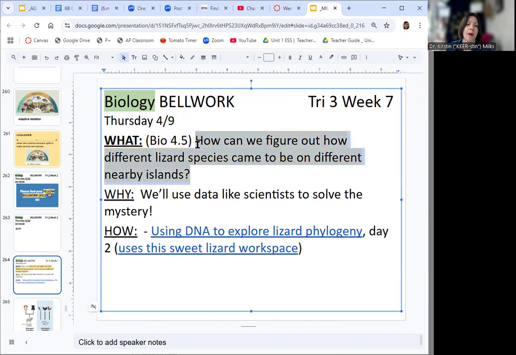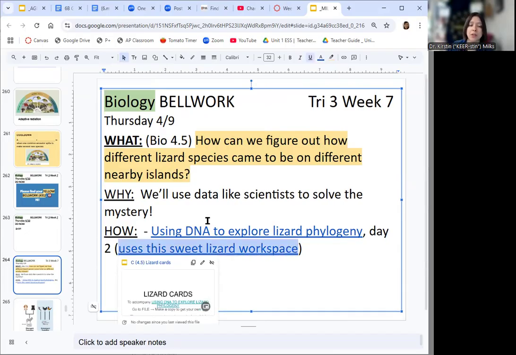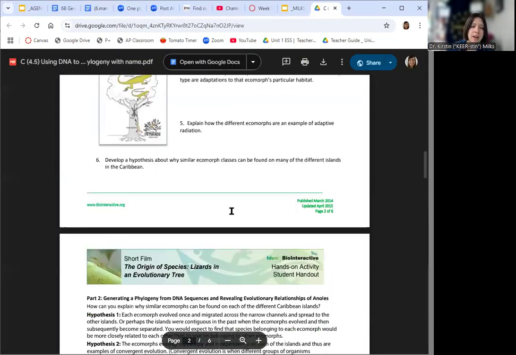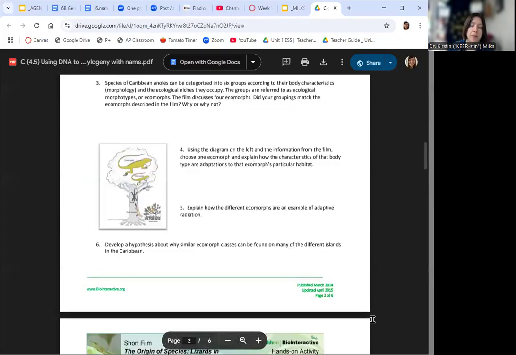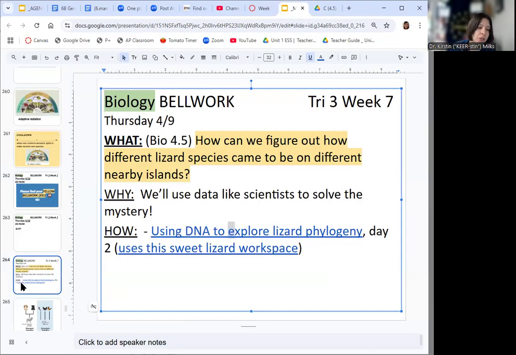We're going to think together about how different lizard species came to be on different nearby islands. This is day 2 of our 2.5 day assignment. Today's assignment, if you are absent and you don't have a paper copy, you can do what I'm going to suggest here on this sweet lizard workspace. But you are going to need the part of the assignment, as you'll see, that kind of begins down here. This is where we're going to start our work together today.